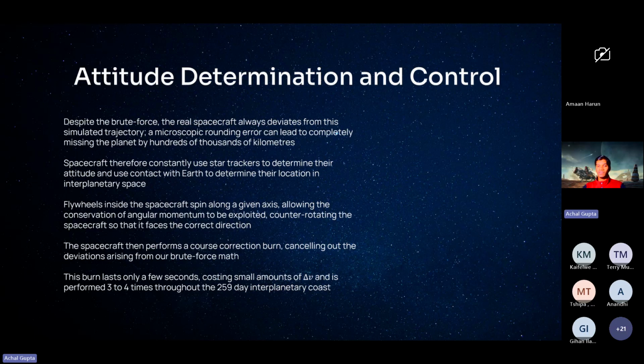These burns don't cost a lot of delta V at all because you're basically threading the needle here. So you're really just rotating a tiny bit. You're burning a tiny bit to fix your trajectory a tiny bit.